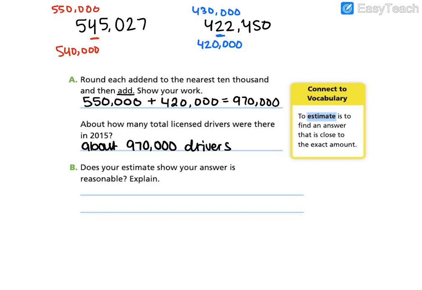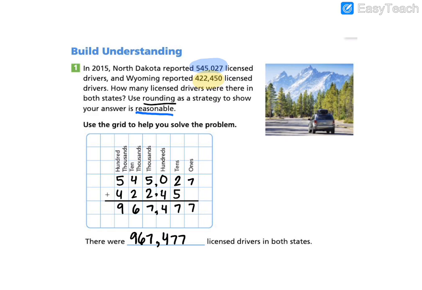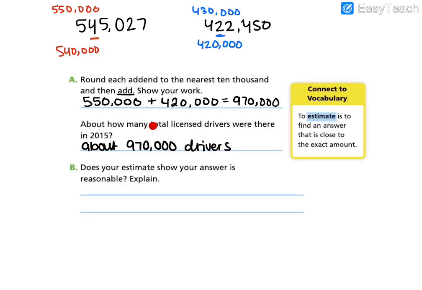Does your estimate show your answer is reasonable? Explain. Well, does this show it's a reasonable answer? We know from the first part of our equation that 967,477 was the answer. Now we know that 970,000 is really close to that number. So does that show a reasonable answer? Yes. We can say it shows one because the estimate is close to the original answer.